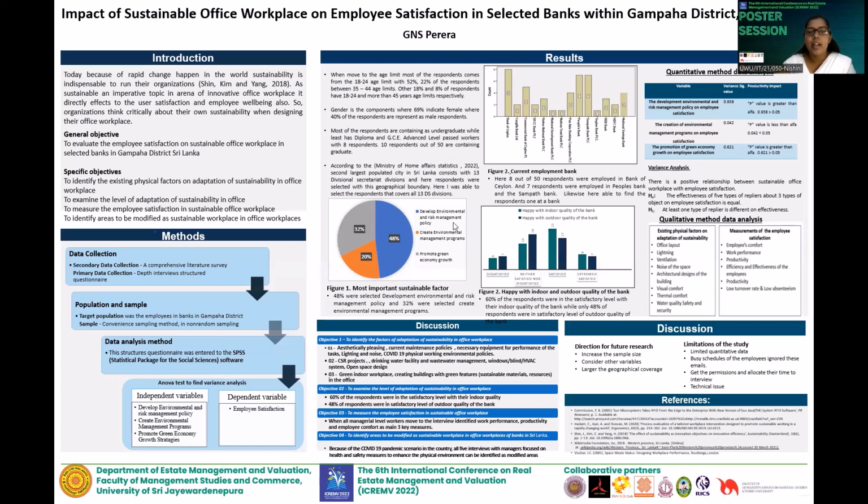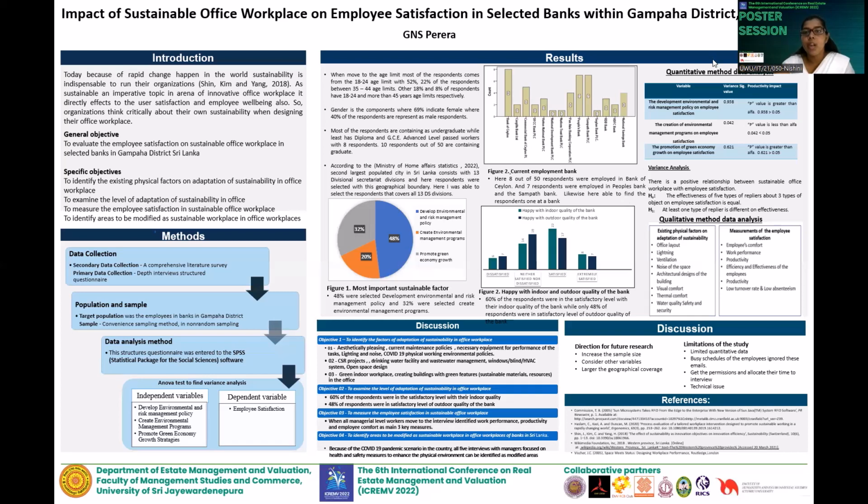Here, develop environmental and risk management policy was identified as the main key thing, with 48% of the responses suggesting it. Then 32% of the responses suggest creating environmental management programs as the main thing. Regarding the indoor and outdoor quality of the environment, 60% of the responses are happy with their indoor quality environment. Only 48% of the responses say they are happy with their outdoor quality environment.